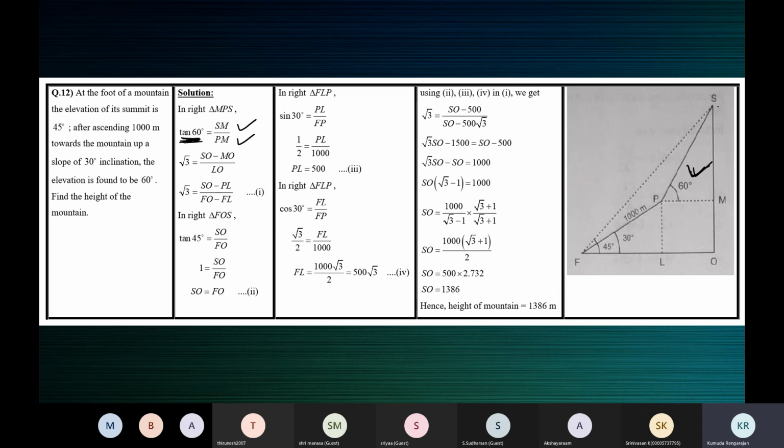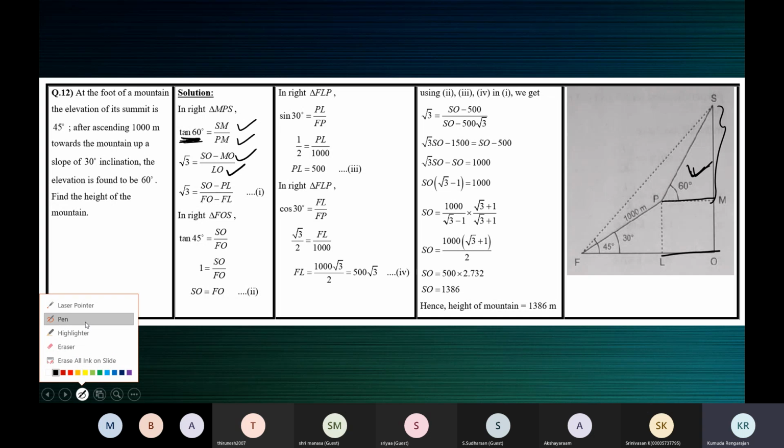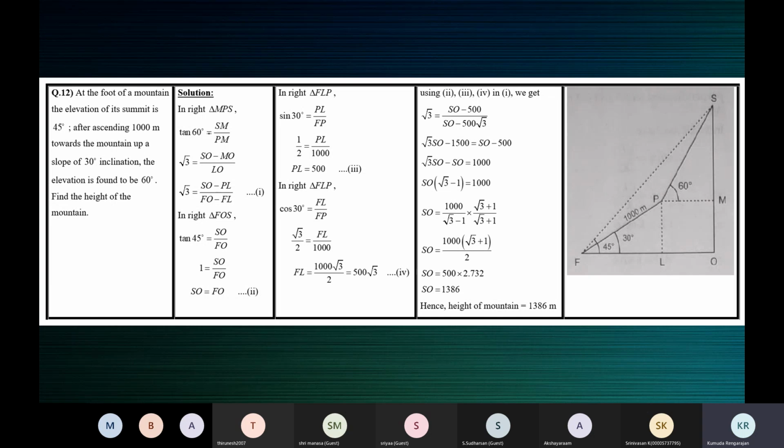Now, we rewrite SM as SO minus MO. And down in the denominator, PM. Where is PM? This is PM. PM can be replaced with LO. That's the second step. Now keep doing this as far as possible, keep replacing the line segments. So we started with this, and now we replace SM with SO minus MO and PM with LO.